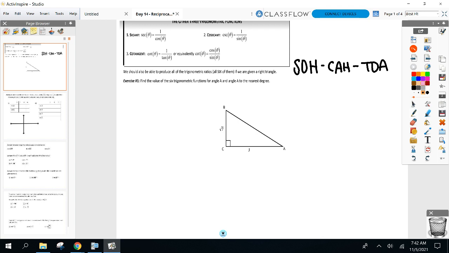All right, real quick, what was the S for again? Sine. The C, cosine, and the T was tangent, right? All right, so those were the three I showed you.